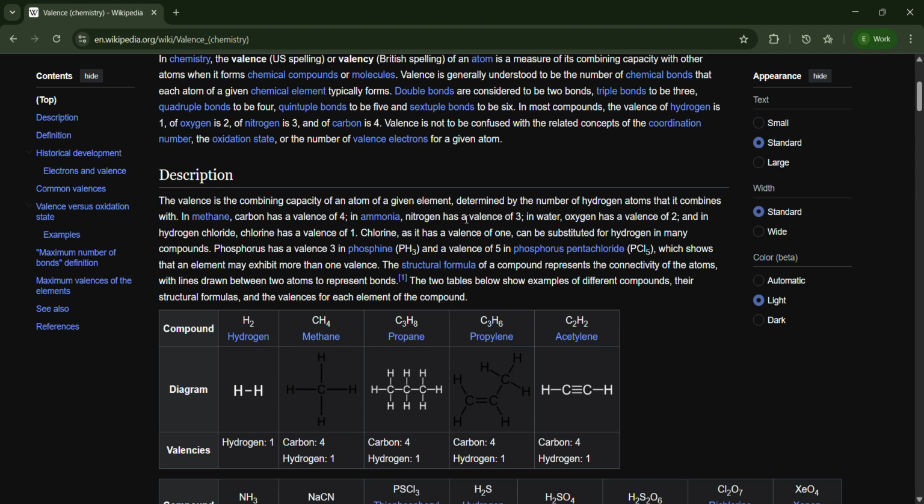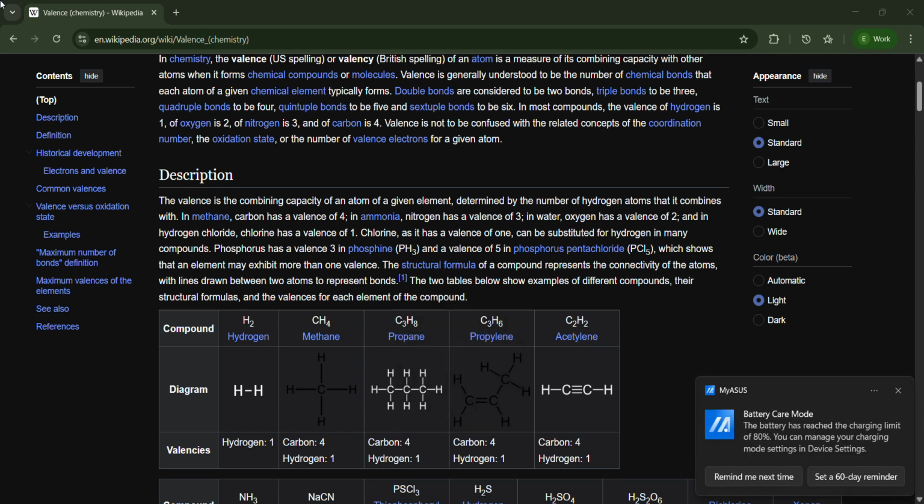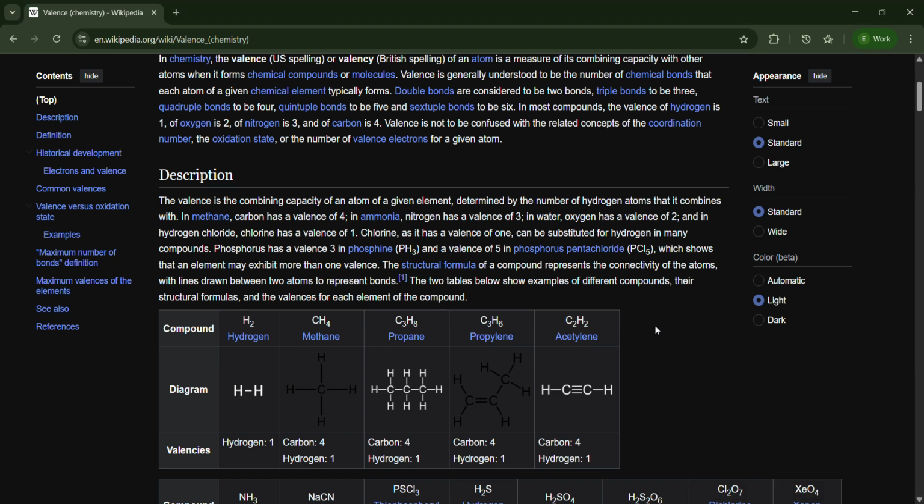In water, the oxygen has a valence of 2. And in hydrogen chloride, chlorine has a valence of 1. In phosphine, PH3, phosphorus has a valence of 3, and in phosphorus pentachloride, a valence of 5, which shows that the element may exhibit more than one valence.